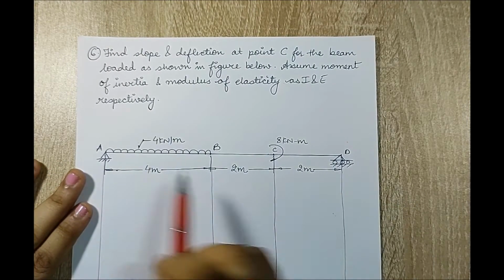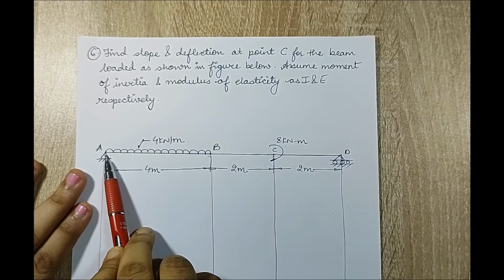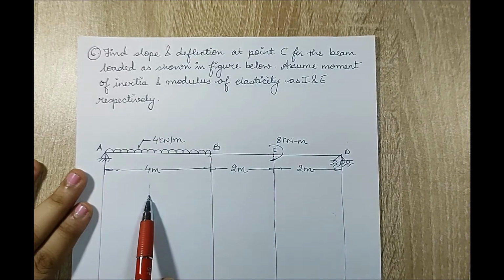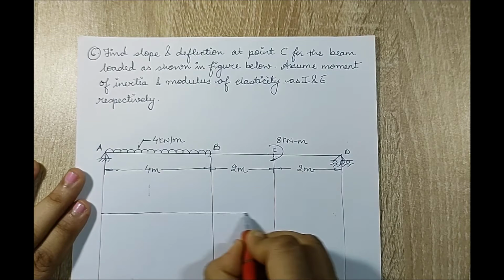Now if you look at the beam, there is again a UDL given to me, but here it is given at one end of the beam. So I can draw the section over here and solve the problem very easily. The first thing that I'm going to do is draw the FBD.